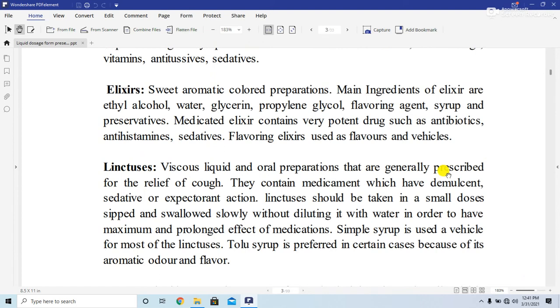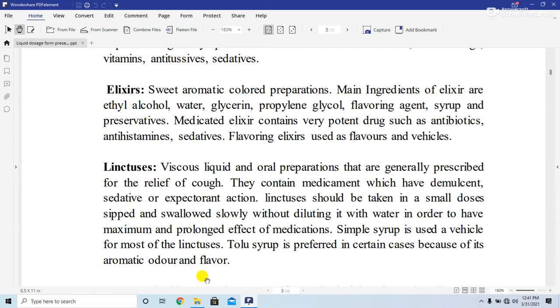Another liquid dosage form is called linctus. Linctus is a viscous liquid oral preparation that is generally prescribed for the relief of cough, and it contains medicaments which have demulcent, sedative or expectorant actions. Linctuses should be taken in small doses, sipped and swallowed slowly without diluting with water, in order to have the maximum prolonged effect of medication. The simple syrup is used as a vehicle for most of the linctuses, and for example, tolu syrup is preferred in certain cases because of its aromatic color and flavor.